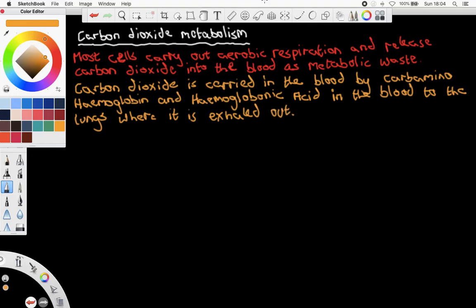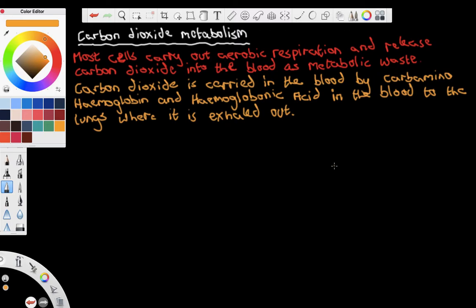Okay, so essentially cells in your body carry out respiration producing carbon dioxide. That carbon dioxide is put into your blood. That carbon dioxide is carried in the blood by carbaminohemoglobin and hemoglobinic acid to the lungs where it is exhaled out. Okay, now we need to think about how these two mechanisms are produced. So we're going to start with carbon dioxide in the top corner, CO2, which is our carbon dioxide.